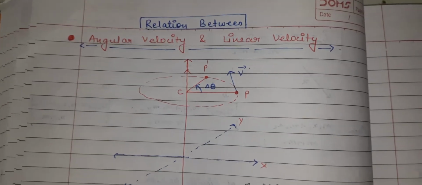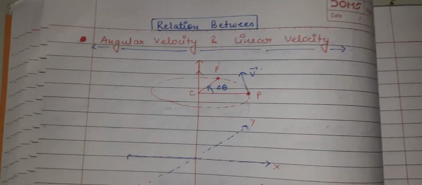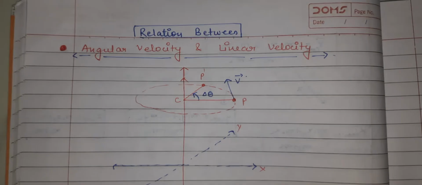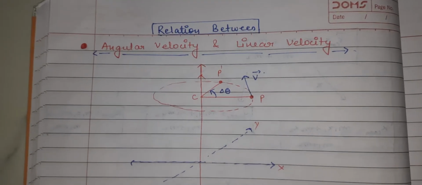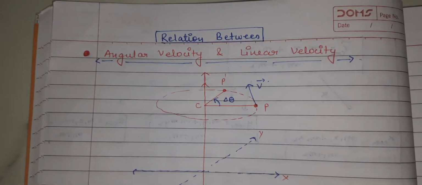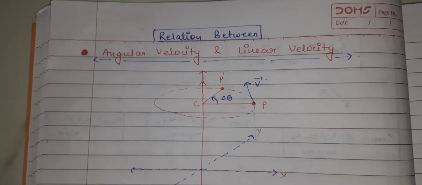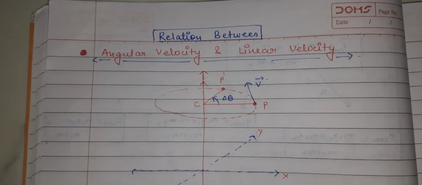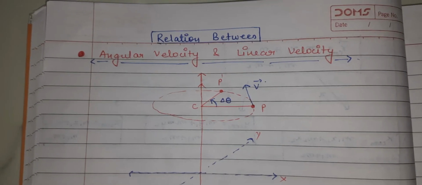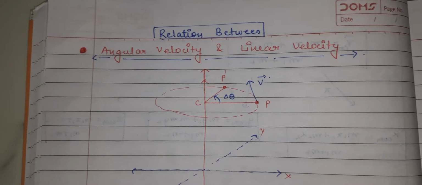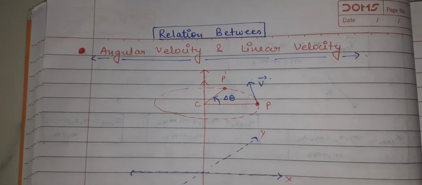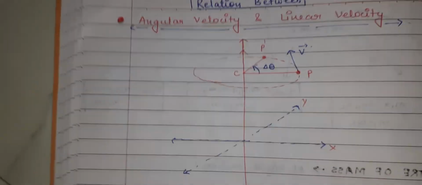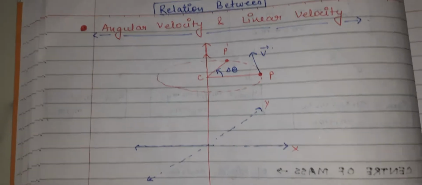Video number 3, and the chapter we are dealing with is rotational motion. The topic we are starting today is the analogy between linear motion physical concepts and angular or rotational motion concepts. First of all, we are starting with the relation between angular velocity and linear velocity. Suppose this is the diagram which you can see.